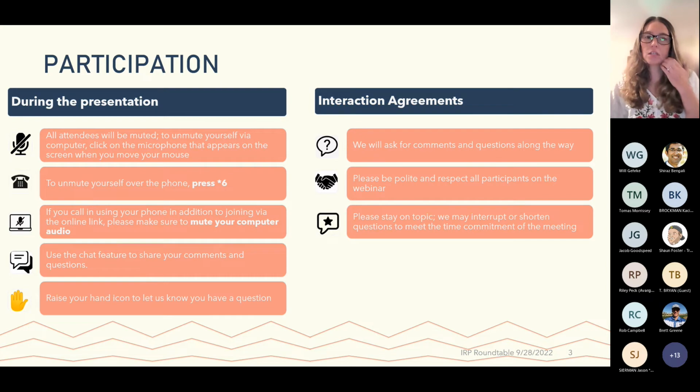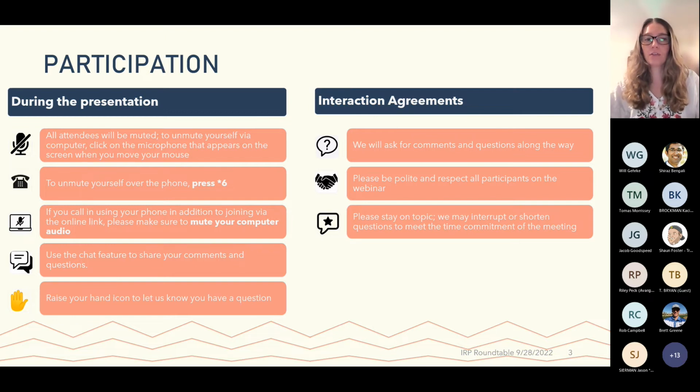Here is our participation slide. It looks a little bit different today, but it's the same information if you've been with us before. During the presentation, you'll show up as muted. You can unmute yourself either using the little microphone icon that you see here on the slide, or if you're on the phone, you'll need to press *6 to unmute yourself. If you are using your phone in addition to the online link, make sure you mute your computer audio so that you don't get feedback.